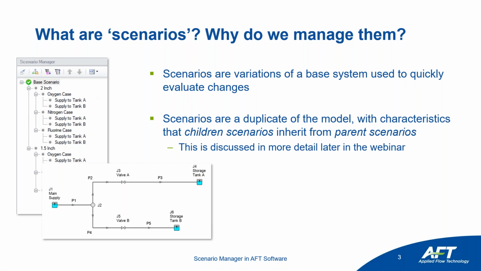So we can think of these scenarios as duplicates of the model, where different characteristics that we can change are going to be inherited from a parent scenario, which is going to be more inset, to children's scenarios, which are going to be following the outset. So this 2-inch case, we'll say, is a child scenario of our base scenario. That means that it's an exact copy that we can start our analysis from, and then we can make any tweaks or changes for that specific variation for that specific scenario.